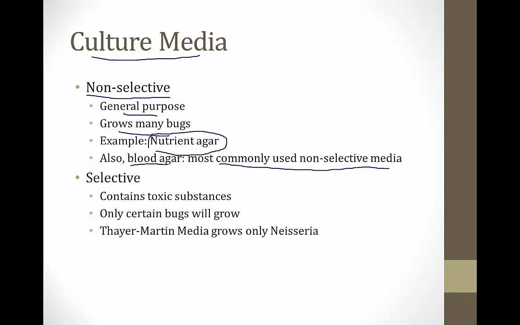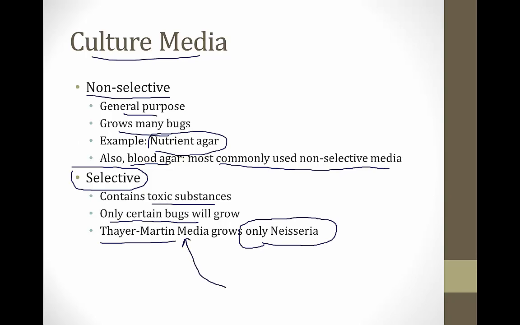Now contrast non-selective media to selective media. These contain substances that are toxic so that only certain bugs will grow. A good example of this is Thayer-Martin media, which only grows Neisseria. So Neisseria is commonly found in throat swabs, which contain lots and lots of different bacteria. But if you plate the throat swab on this type of media, only the Neisseria will grow.